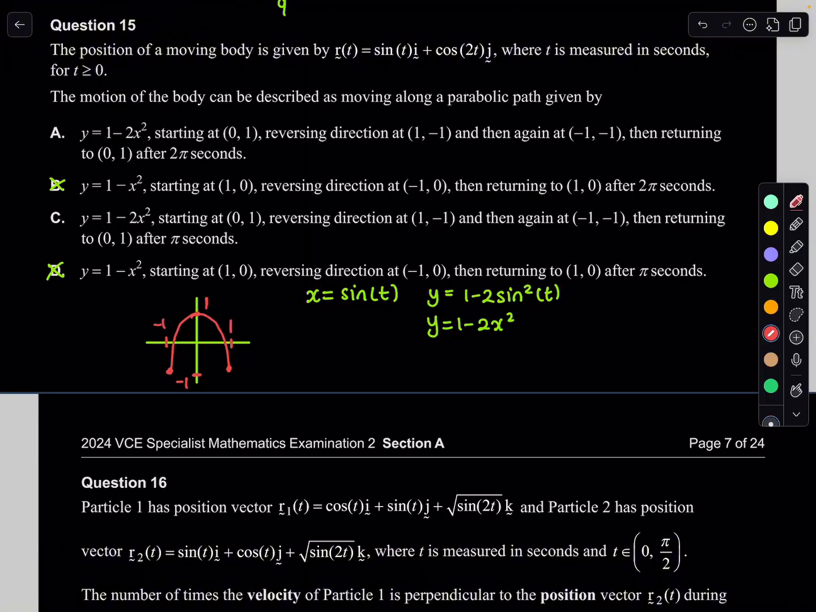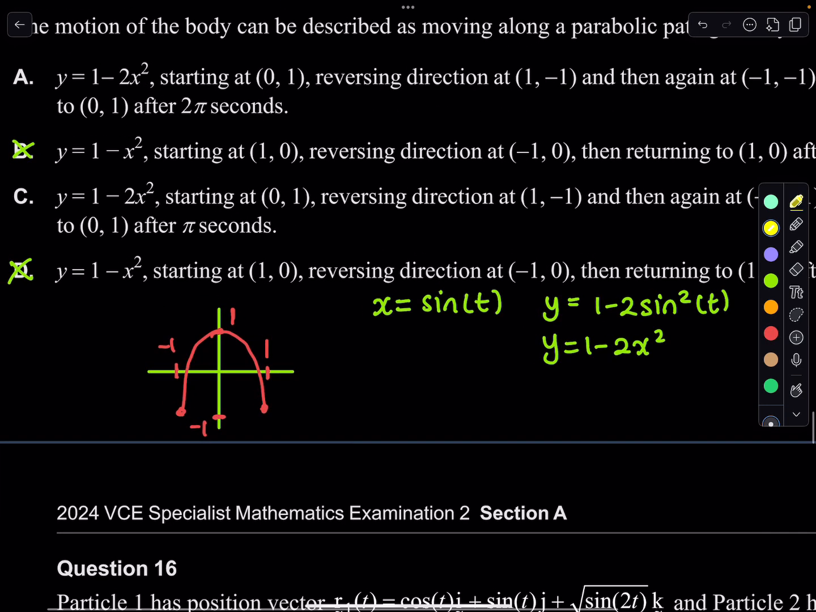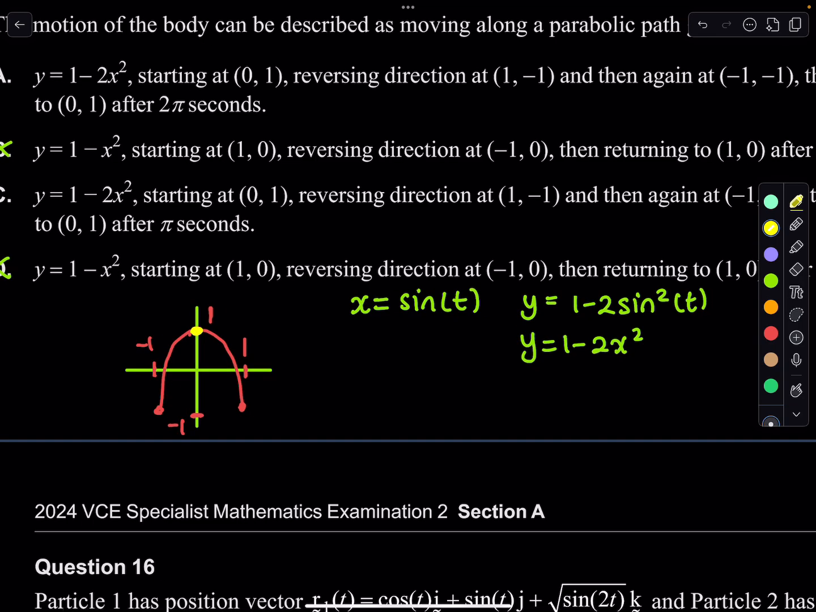The difference is the total time of the path. So let's look at A first. Let's just generally think about it. It says it starts at (0, 1), so imagine you start here at (0, 1). And it says it reverses direction at (1, -1). So imagine it goes through this whole path, reaches (1, -1), and then reverses at (1, -1). So it comes back to where it was.